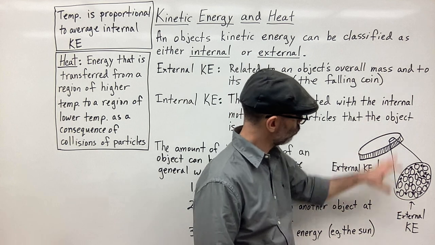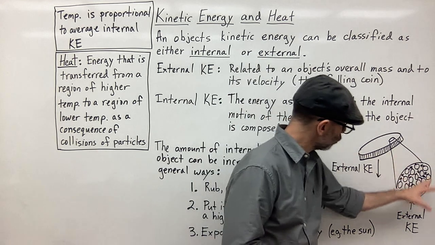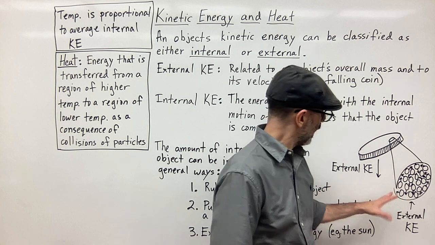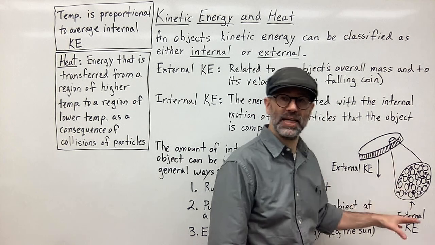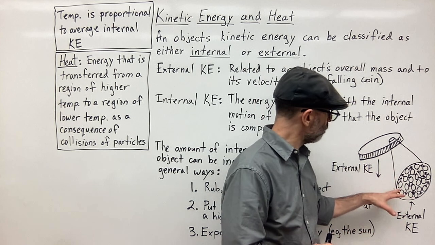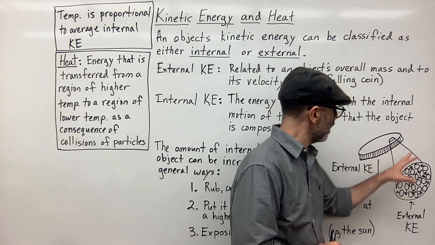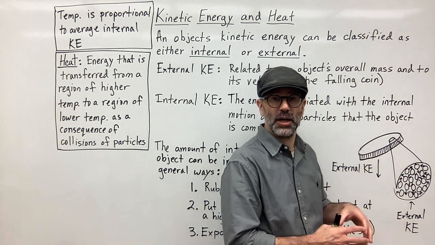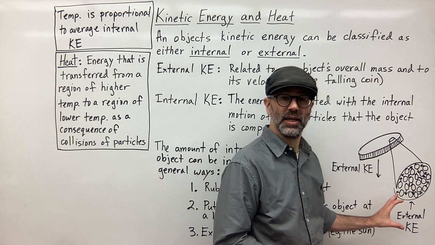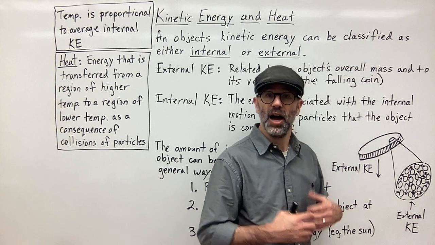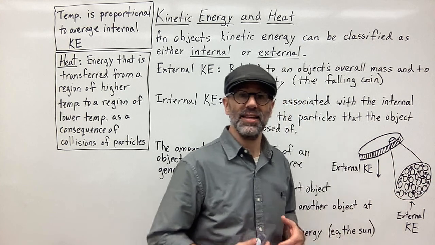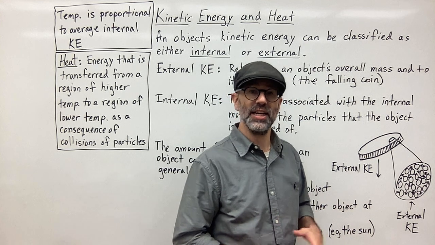So I can zoom in and look at the internal motions of the particles that make up the coin, and I can see that they're moving at different speeds and in different directions. They're vibrating with each other, in different directions and with different frequencies and different amounts of energy. I can look at all of these, and that would be the internal kinetic energy of the object. So in this video, I want to focus on the internal kinetic energy and heat.